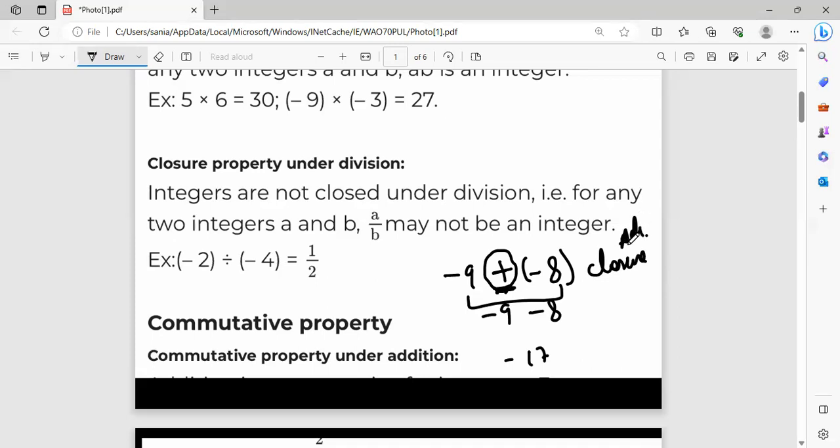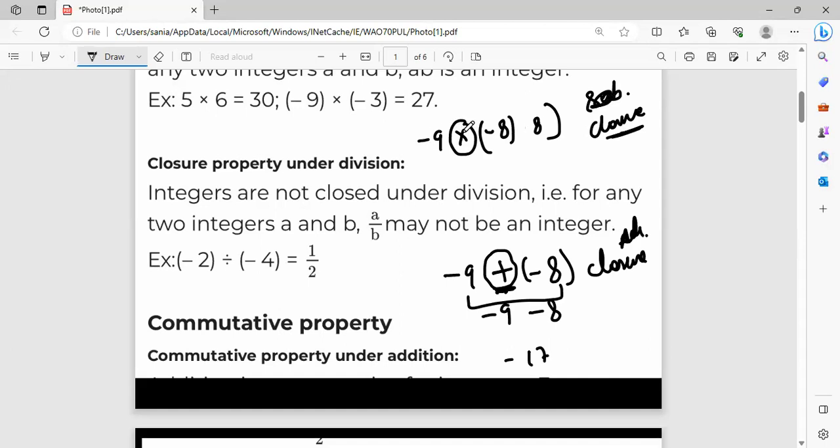Clear? But for example, if it is like this, minus 9 minus minus 8. What is the sign between these two? Minus, negative sign. So this is a subtraction closure property. Clear? Okay. Similarly, in multiplication also, in division also, what will happen? For example, minus 8 multiplied by minus 8. Which sign do you have? You have multiplication. So this is also a closure property, but it is a multiplicative closure property.